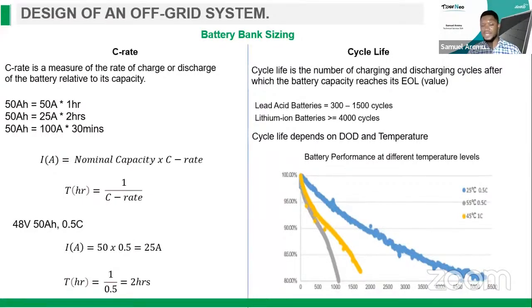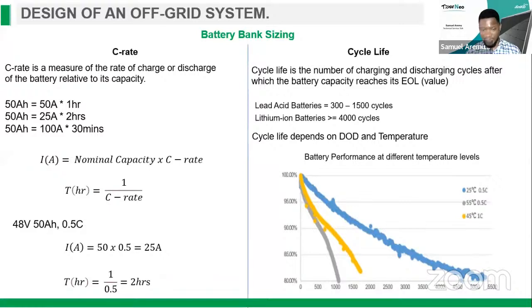Also, the cycle life depends on the DOD and temperature. Let's say the manufacturer says the DOD of this battery is 90%. That means the cycle life is rated at that DOD. Take a lead-acid battery where the DOD is 50%, and the manufacturer says the cycle life at 50% is 300 cycles. If you discharge beyond 50%, the cycle life of the battery will reduce. Temperature also affects the cycle life of the battery.